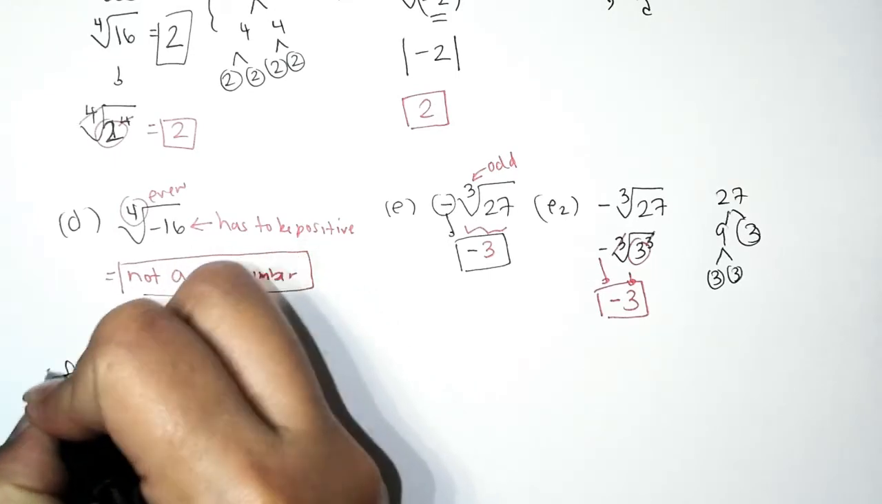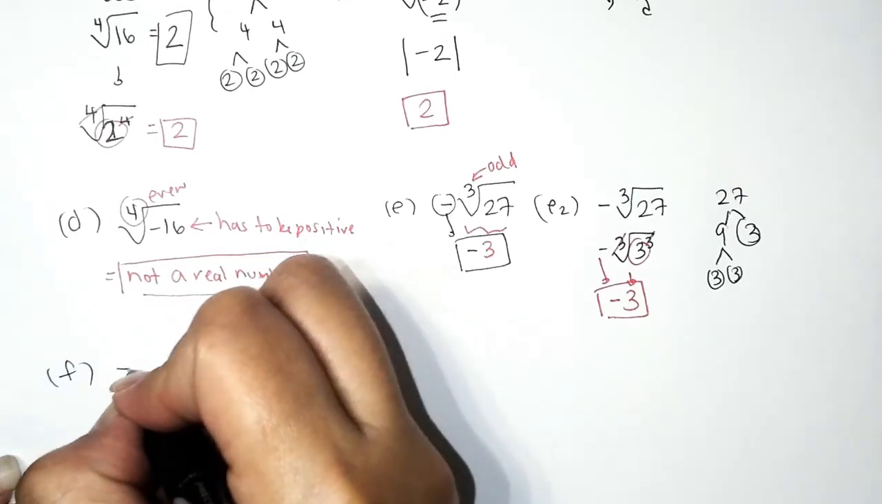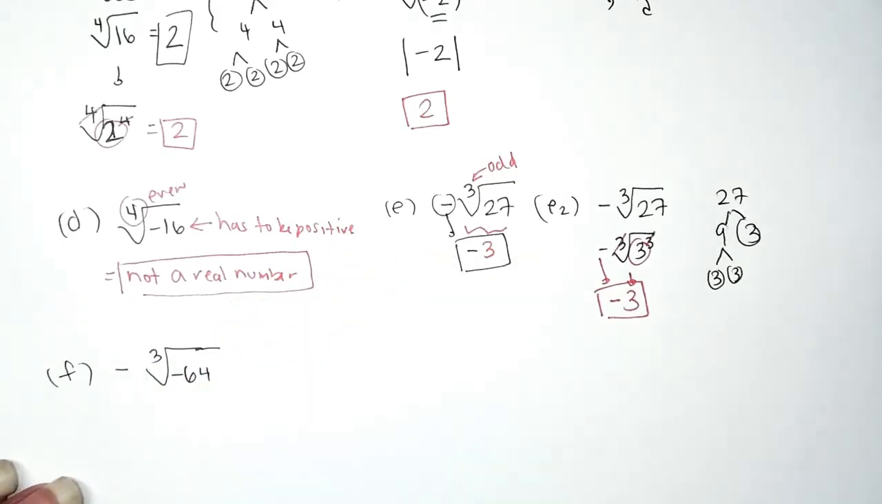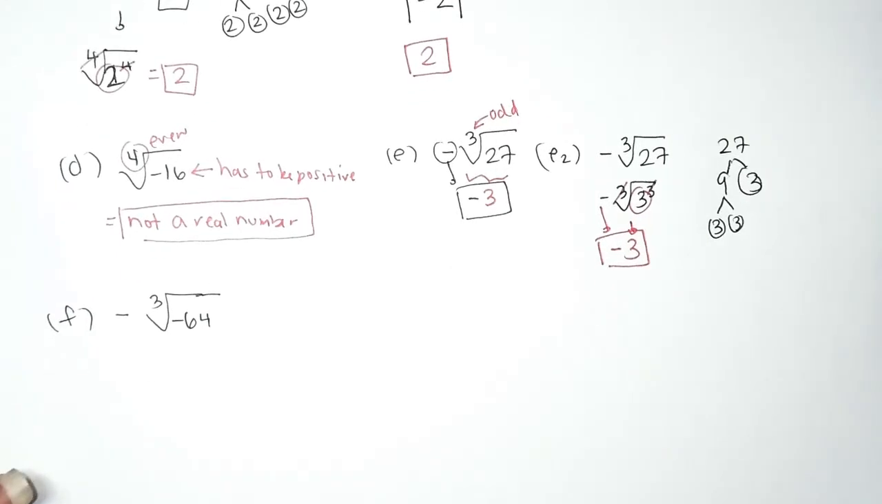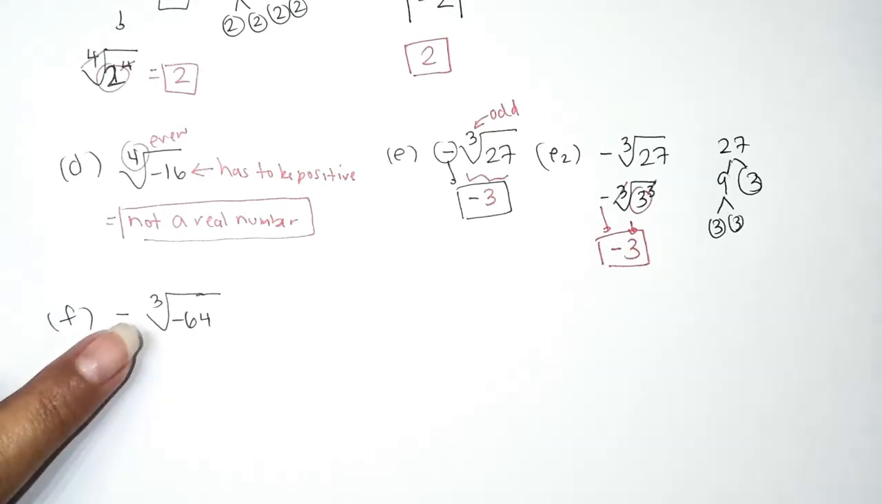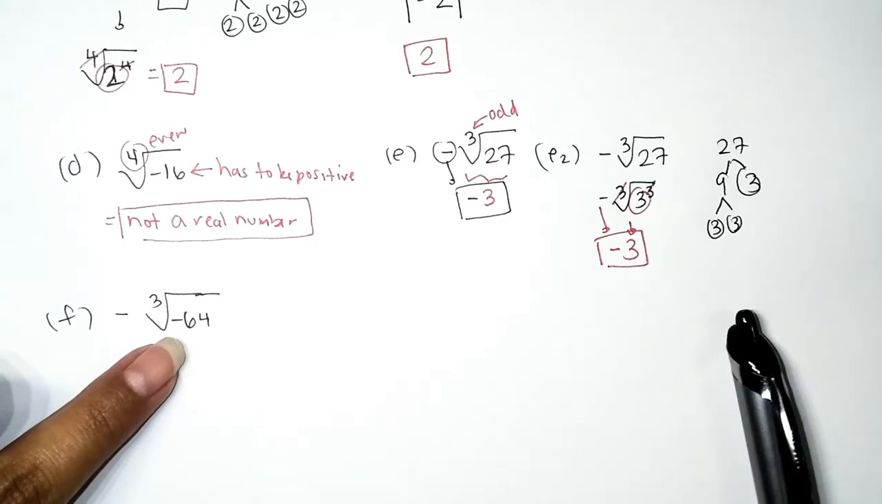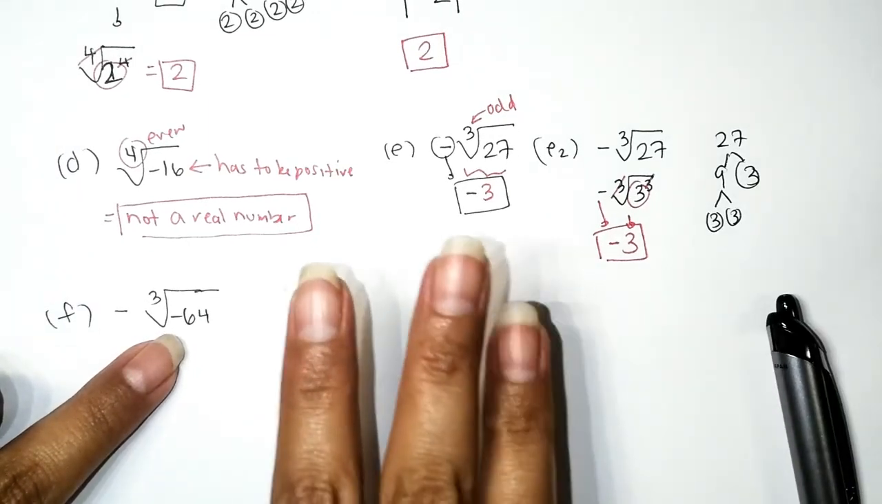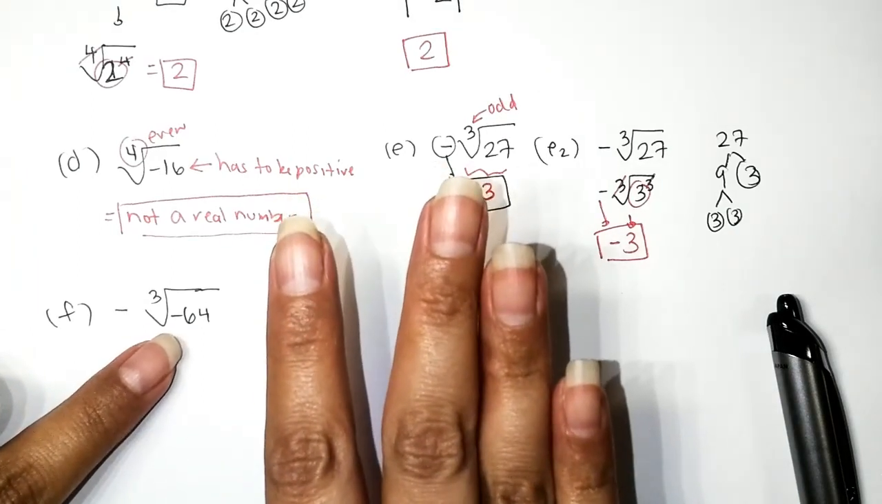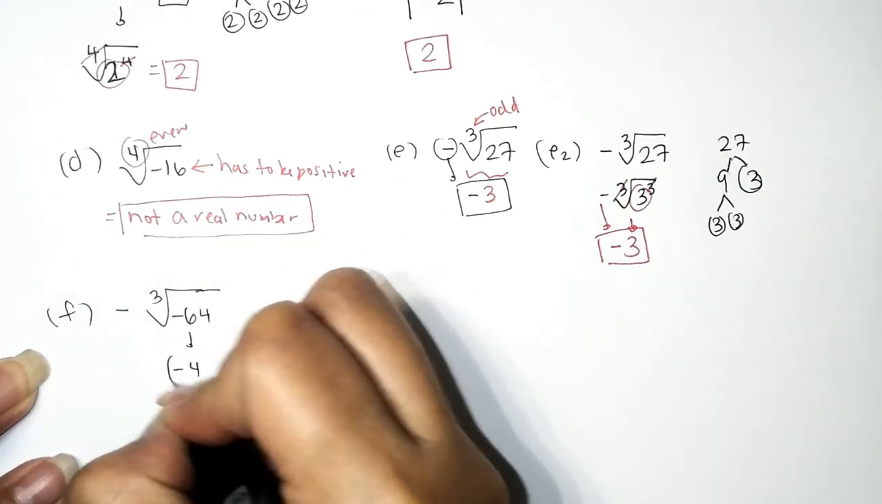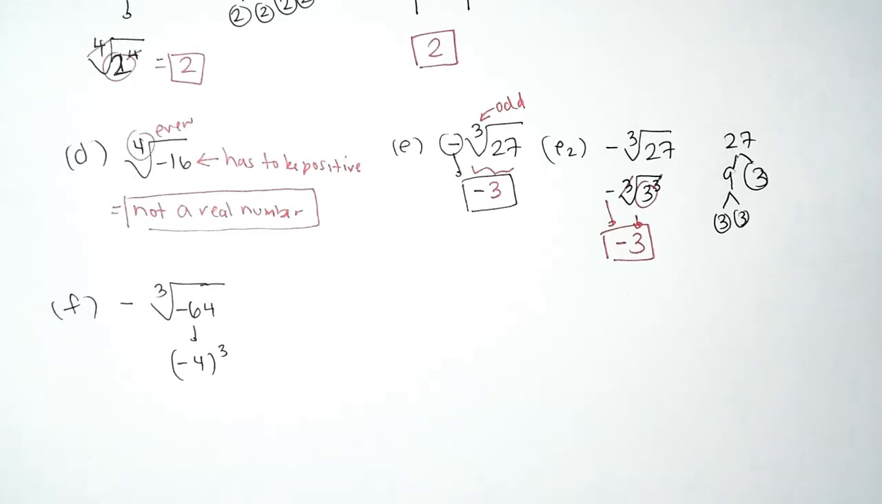Problem F. We have negative cube root of negative 64. Okay, this one is out of my comfort zone, so let's go ahead and do this by inspection. Index is 3. It will be nice if I can write negative 64 as a power of 3. So I'm thinking 1 to the third, 2 to the third, 3 to the third, 4 to the third. Someone with the calculator, 4 to the third gives us 64. But in this case, we're going to write it as negative 4 raised to the third power. Negative 4 raised to the third power will give us that negative 64.